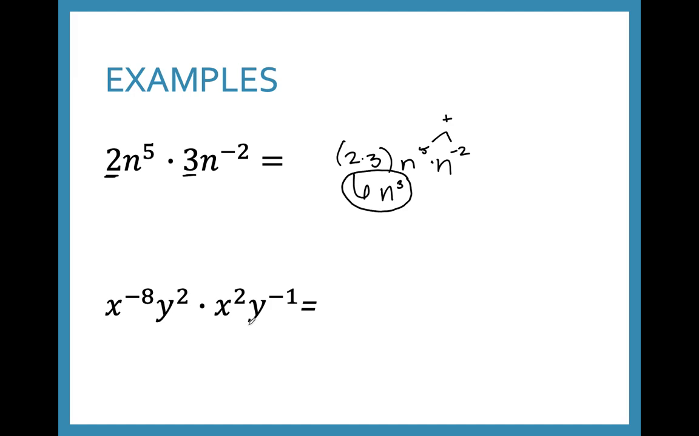All right, looking at this next example, you see we have two different variables, x and y. So what I like to do is, because you can only combine the powers when the bases are the same, I like to put the bases, the x's and the y's together first, just so it is a little bit easier. So I will put the 8, x to the negative 8, and the x to the 2 together, and then I will put the y squared and the y to the negative 1 together.